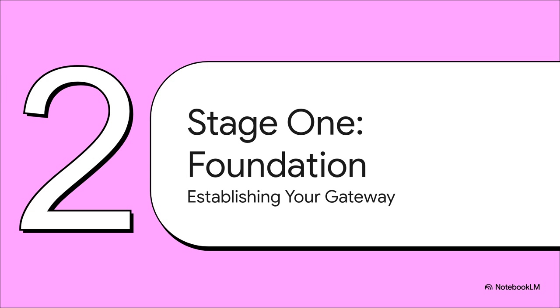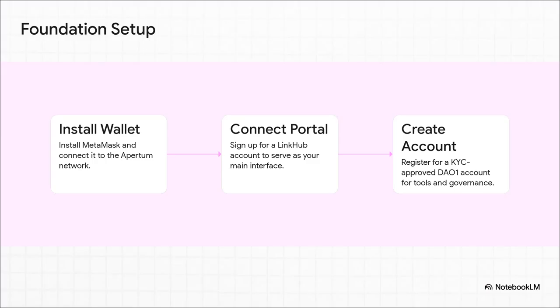This whole stage is about setting up and connecting your core accounts. It's all about creating that solid gateway into the decentralized system. And the process itself is actually pretty straightforward. First, you install that MetaMask wallet and get it connected to the Apertum network. Simple enough. Next, you sign up for LinkHub. That's going to be your main interface. And finally, you register for a KYC-approved DAO1 account. That's what gives you access to the governance part and other key tools.